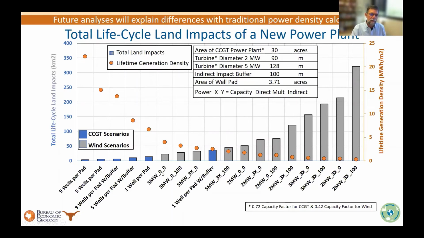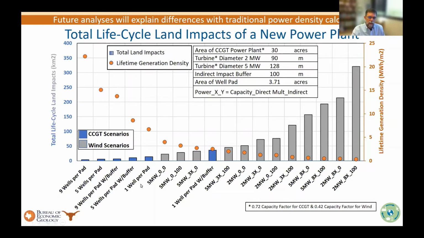The first number after the underscore has to do with the multiplier that we are applying to the wind turbine itself. In other words, the scientific consensus on what is a direct impact from wind energy generation is not really there yet. In some cases, it's really just the swept area of the turbine itself, and others are assuming it is some multiple of the swept area.